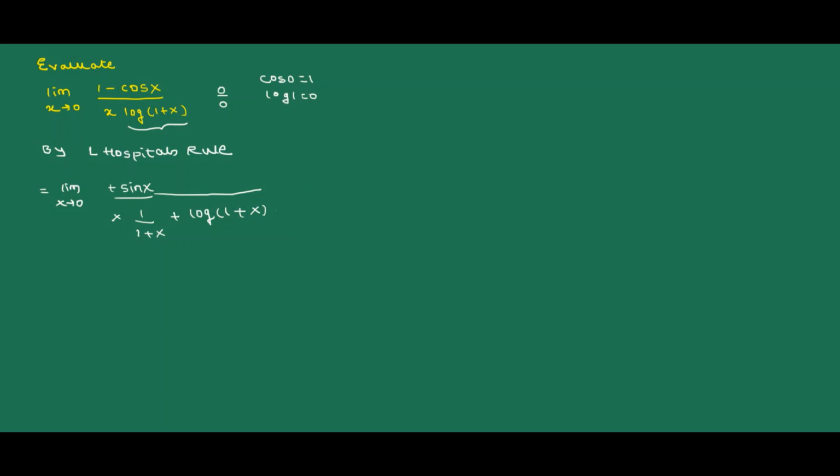And now again we have to put x is equal to 0 here, here, here, and here. If you substitute and simplify, again you will get 0 by 0 form, since sin 0 is equal to 0 and log 1 is also equal to 0. So now again we have to use L'Hospital's rule.